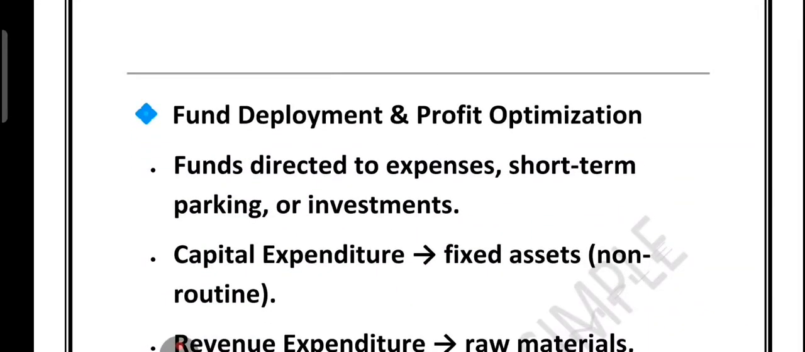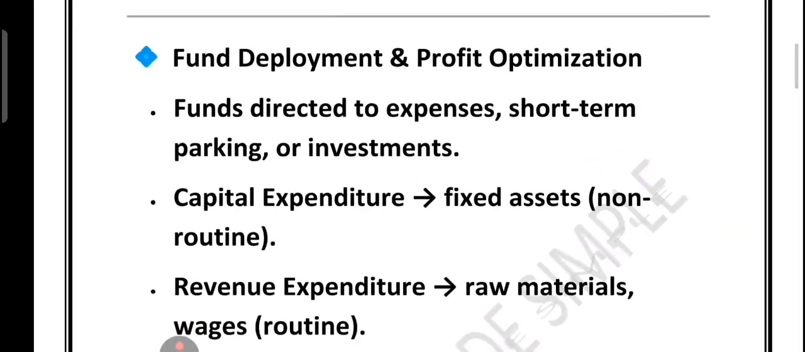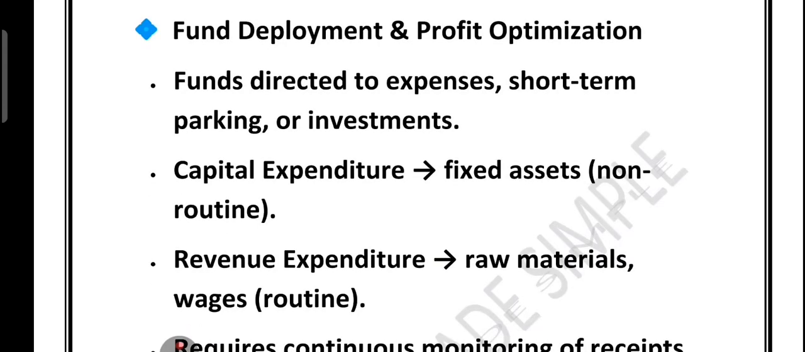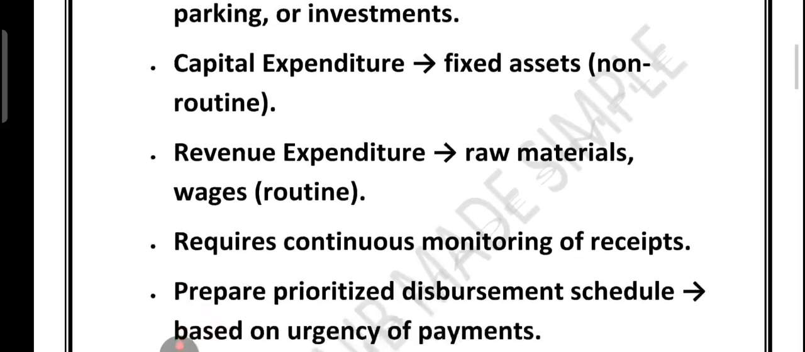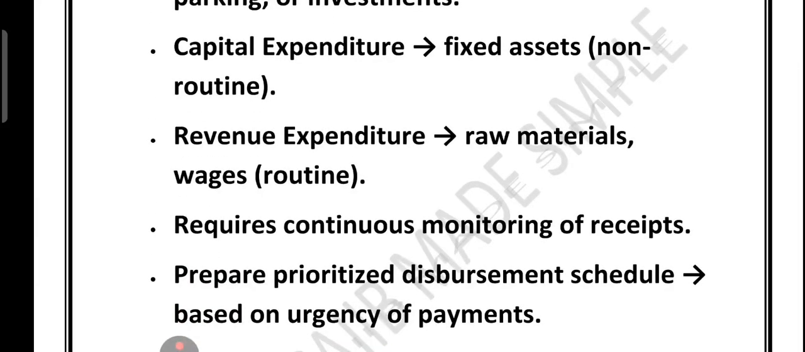The third important function is fund management and profit optimization. Friends, once funds are available, the next step is deploying them efficiently. This means deciding where the money should go, whether for routine operation, temporary investment, or capital expenditure. Capital expenditure is used for buying long-term assets like machinery or building. So these are things that are not done every day.